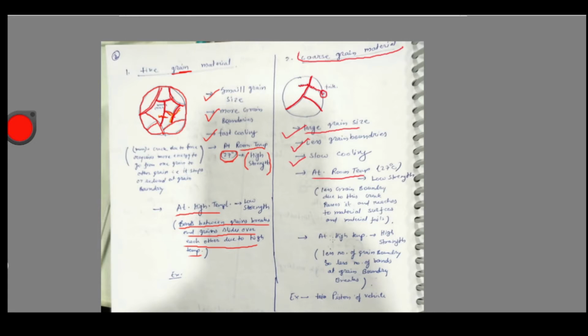But at high temperature strength increases. Why? Because there are fewer grain boundaries, so fewer bonds at the grain boundary break. These grain boundaries are less in the coarse grain material, and less bonds break due to high temperature. So it has high strength at high temperature. Okay, an example of this type of material is the piston valve, made from coarse grain material, because its strength is high at higher temperature.